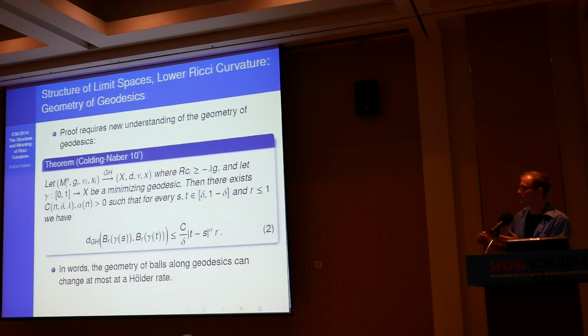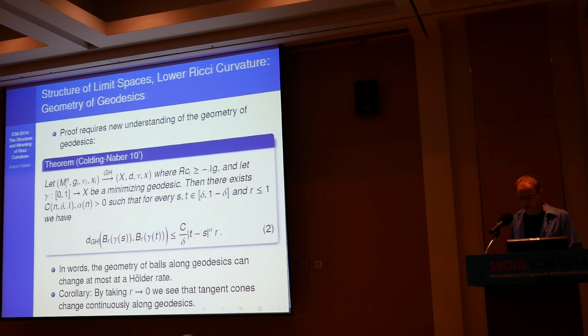The way this is set up, you can push this a bit further and say that by letting R go to zero in this picture, what you're really saying is that tangent cones along the interior of a minimizing geodesic have to change continuously. They can't jump as you're moving along it. Okay, so it sounds like a technical statement, but I more or less claim that the proof of these conjectures is done once you know this.